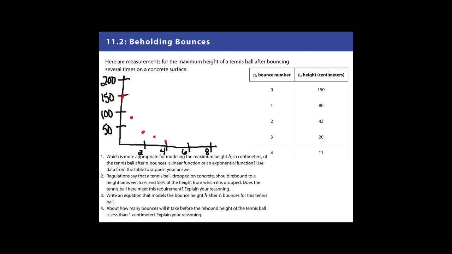Number 2, regulations say that a tennis ball dropped on concrete should rebound to a height between 53% and 58% of the height from which it is dropped. Does the tennis ball here meet this requirement?